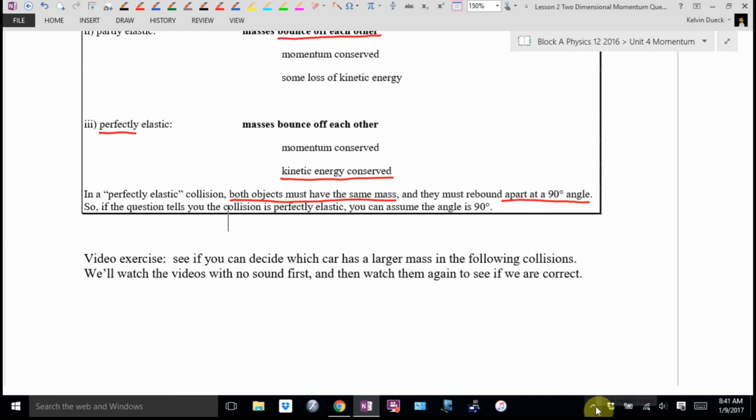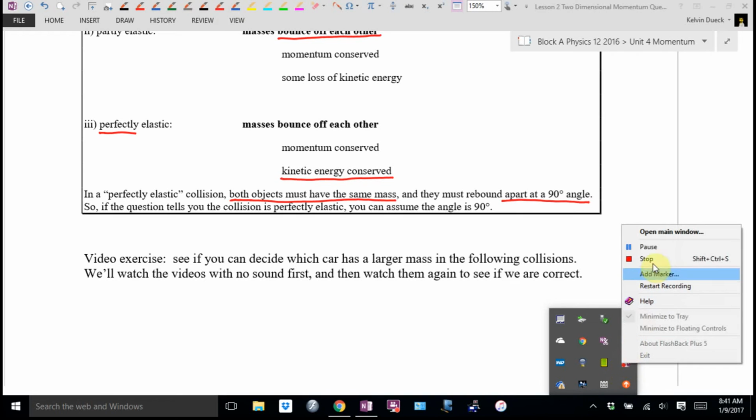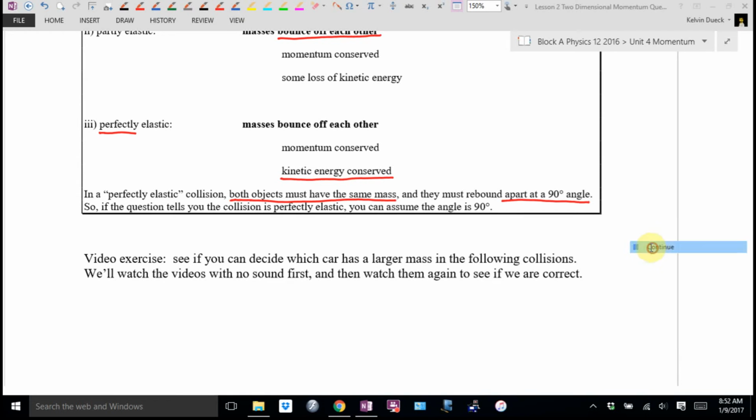Little video exercise. See if you can decide which car has a larger mass in the following collisions. We're going to watch them with no sound. Well done. Let's go 2D.